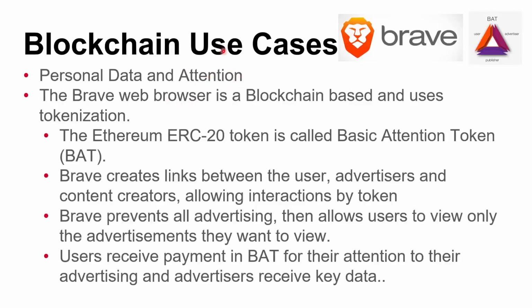Personal data and user attention. So if you go and look at the Brave web browser, it's a blockchain-based web browser and uses tokenization. It uses an Ethereum token, an ERC20 token called Basic Attention Token. So Brave creates links between the user, advertisers, and content creators, allowing interactions by token. Brave prevents advertising, but allows users to view only the advertisements they want to view. So this sends valuable information back to advertisers. It also gives a lot of options to users.